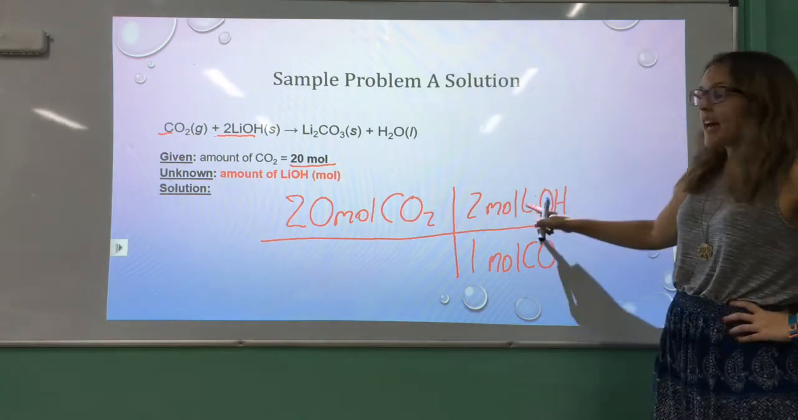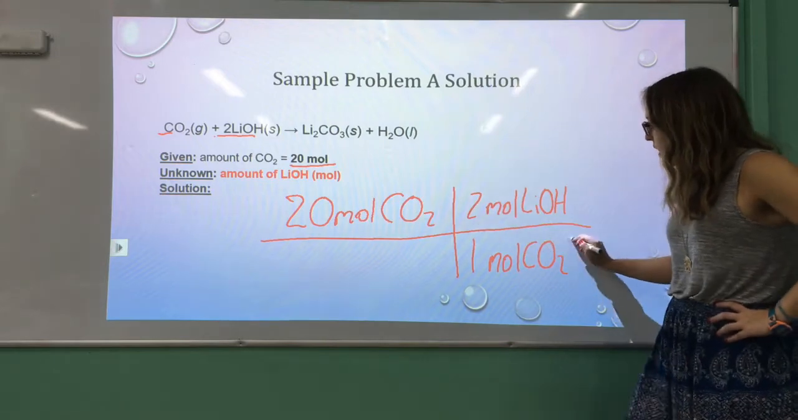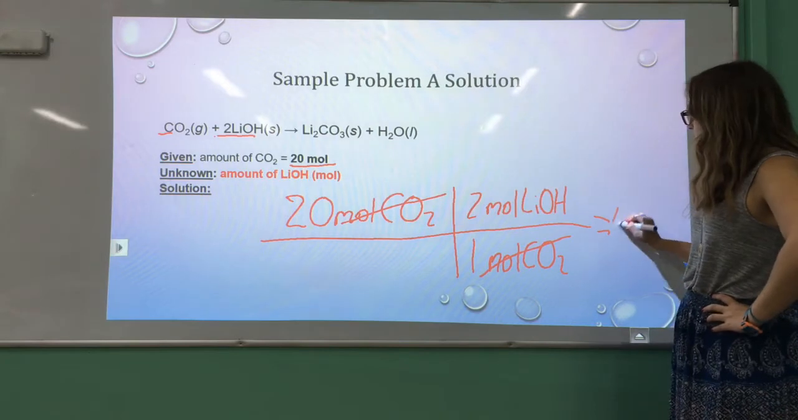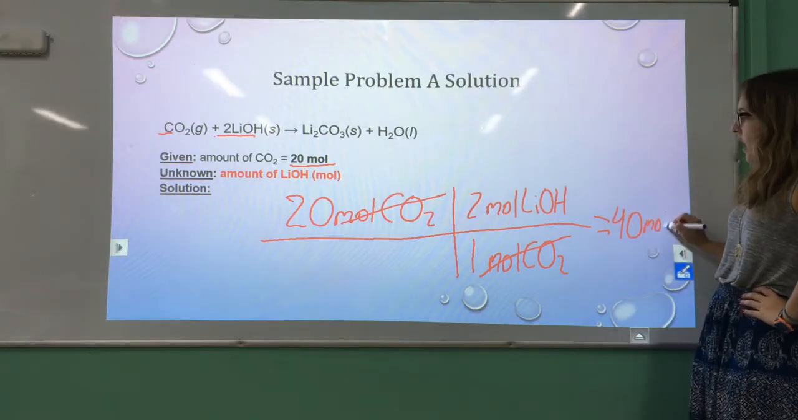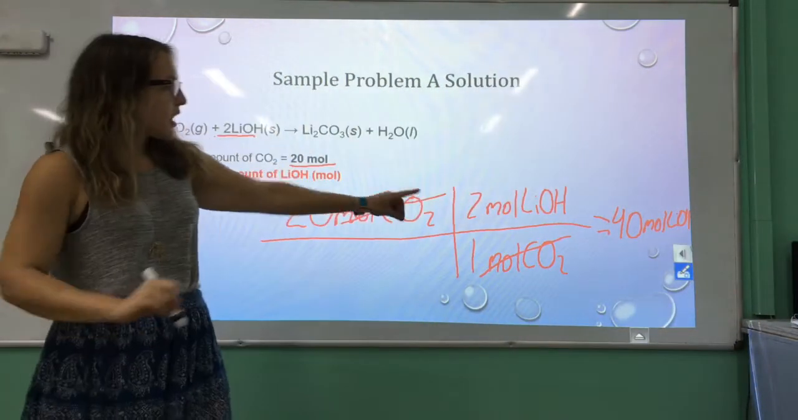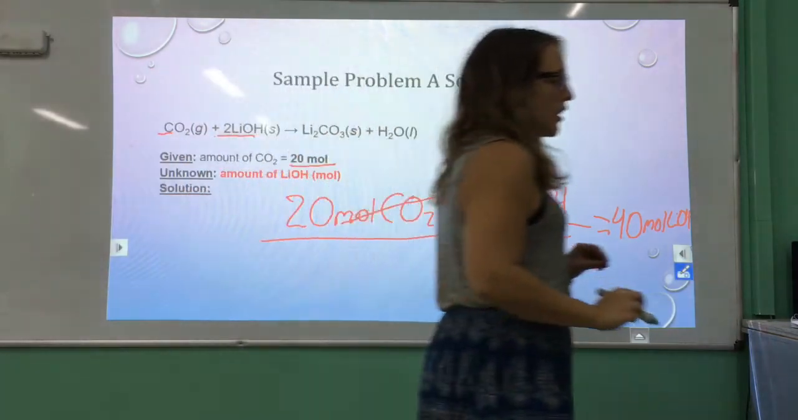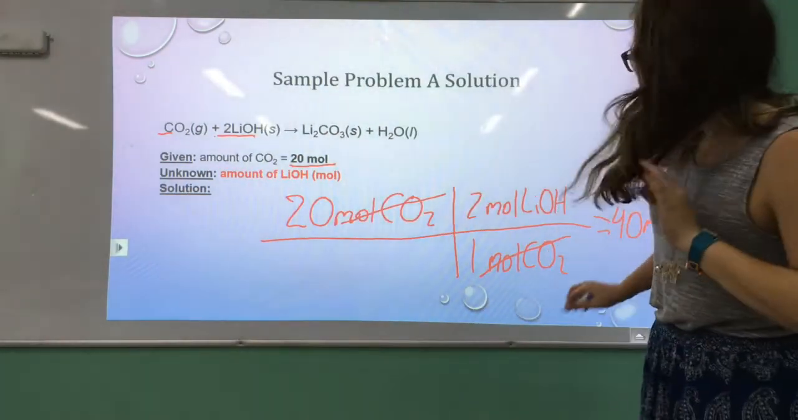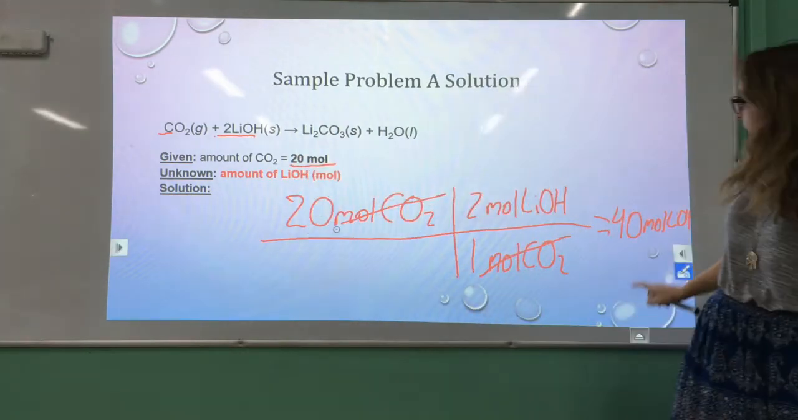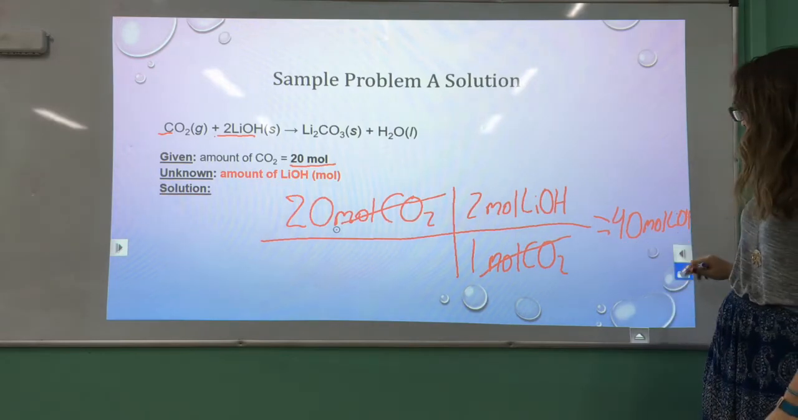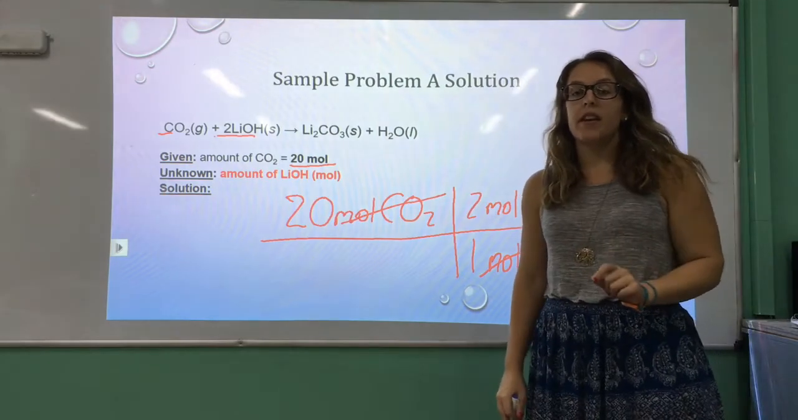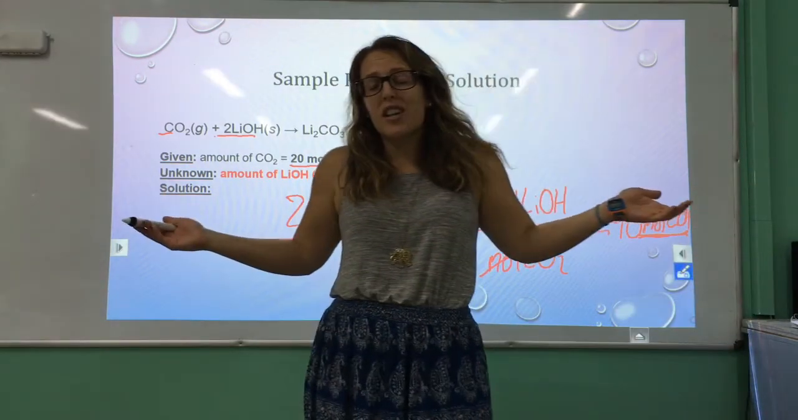So all we had to do was use the mole-to-mole ratio. We see that moles of carbon dioxide cancels out, and we get 40 moles of lithium hydroxide. 40 moles of lithium hydroxide. So, once again, we have 1 sig fig here. So we have 1 sig fig in our answer. And make sure we have moles of lithium hydroxide written. Very important. If it was just moles, we'd wonder moles of what?